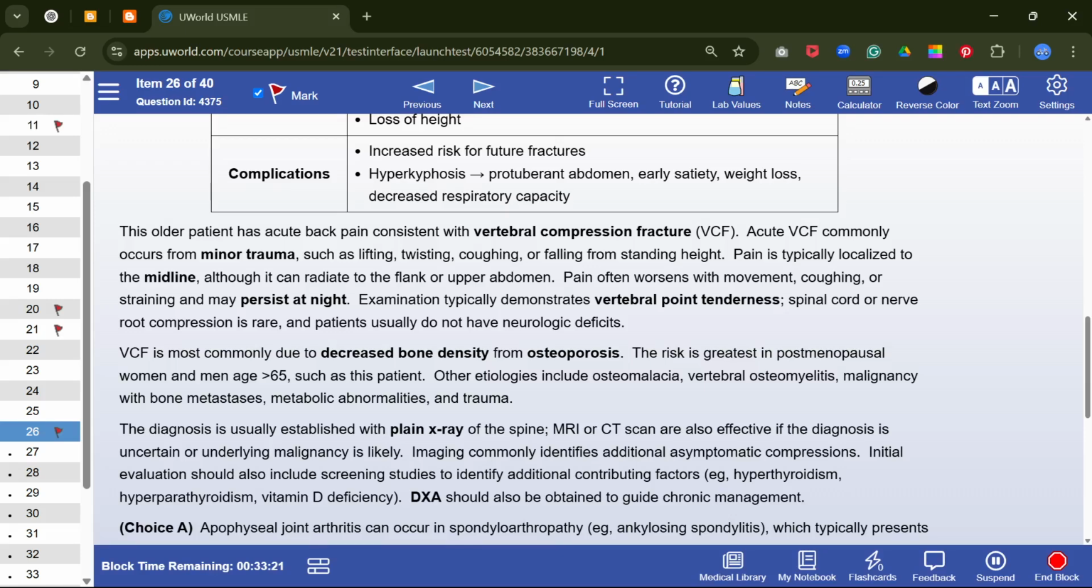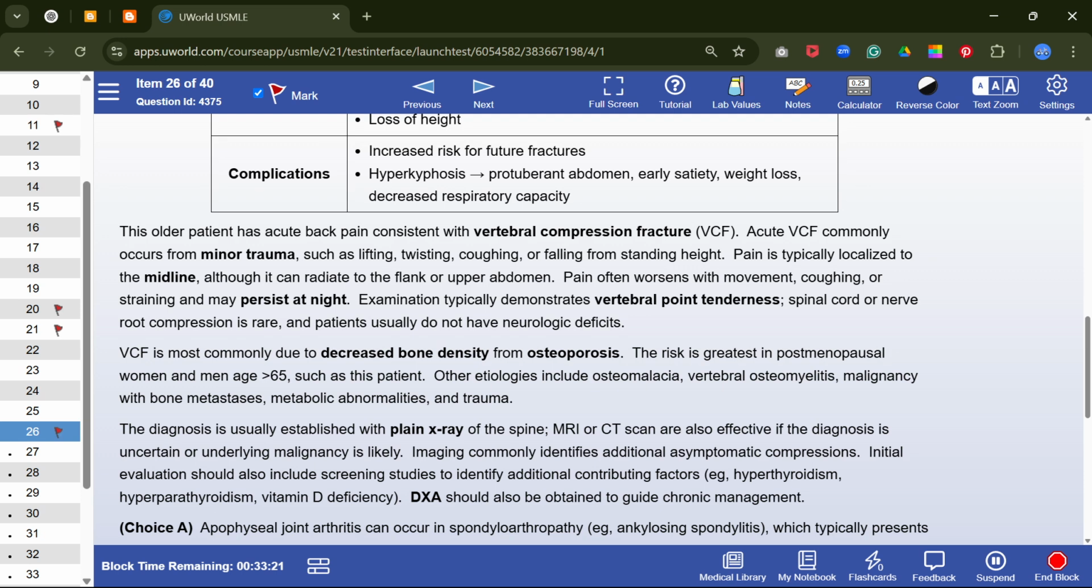VCF is most commonly due to decreased bone density from osteoporosis. The risk is greatest in postmenopausal women and men aged more than 65, such as this patient. Other etiologies include osteomalacia, vertebral osteomyelitis, malignancy with bone metastasis, metabolic abnormality, and trauma.